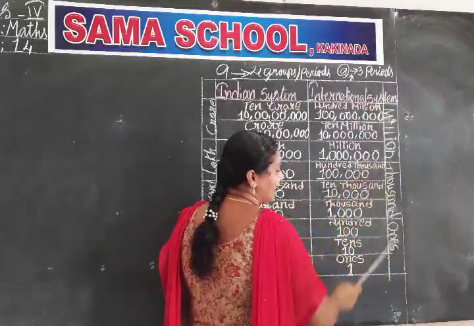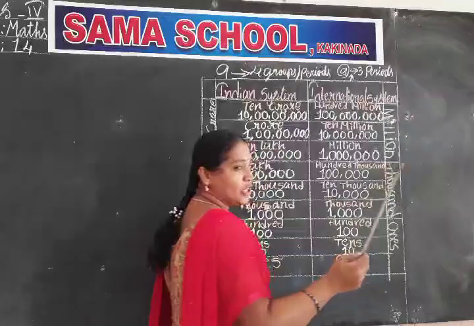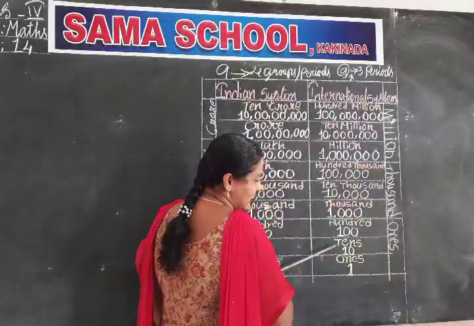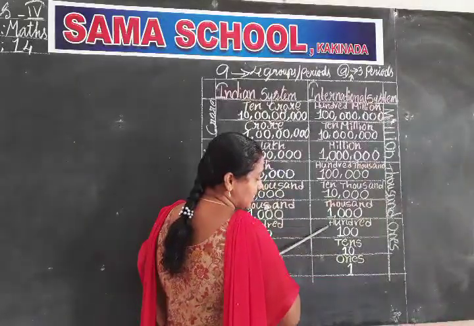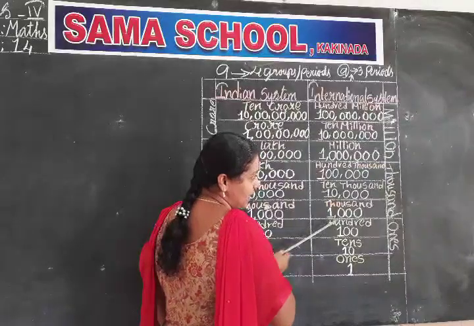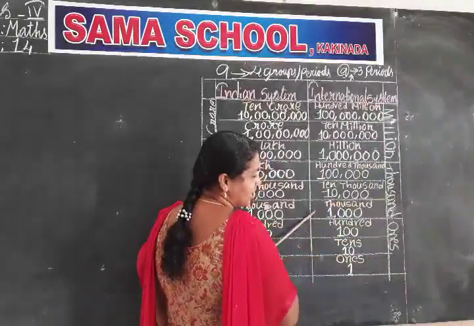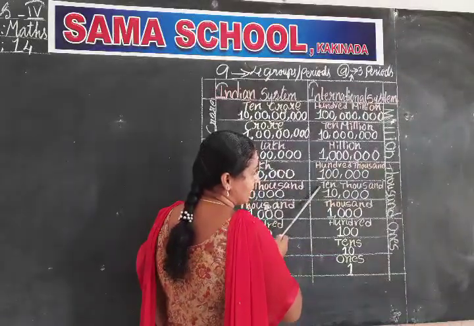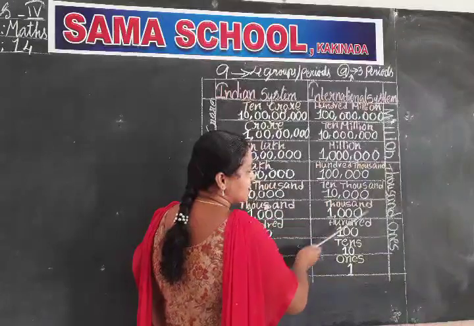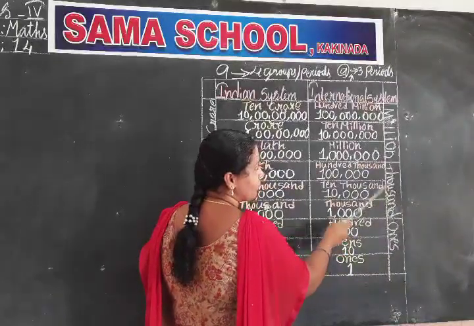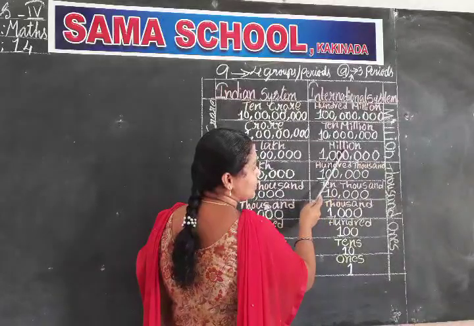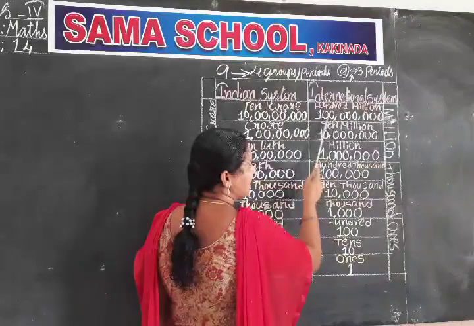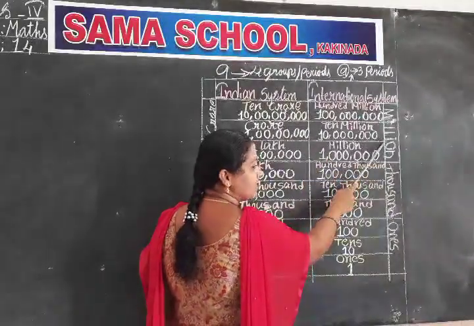Okay, let us see how many places are there in each group. In the ones group, how many places are there? Ones, tens, hundred. Yes, it has three places. Coming to thousand, how many places are here? One, two, three. It means thousand, 10,000, 100,000. These three places come under the thousand period. After 100,000, which place is here? Yes, million, 10 million, 100 million. These three places come under the millions period.